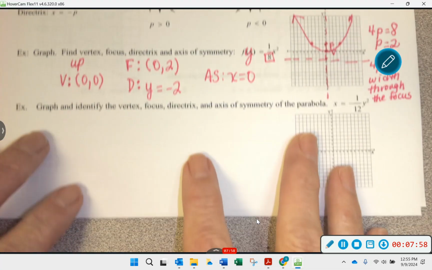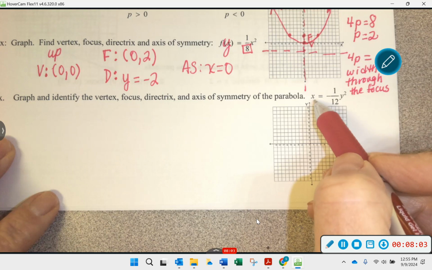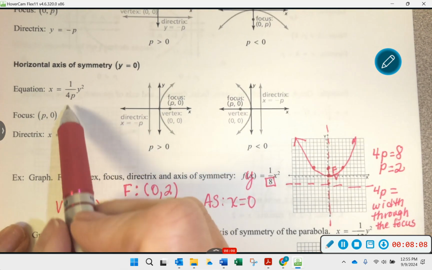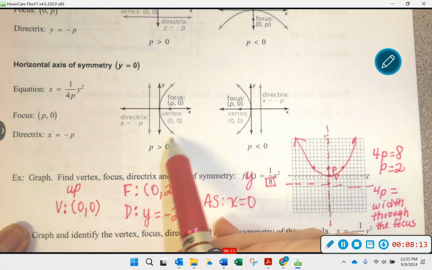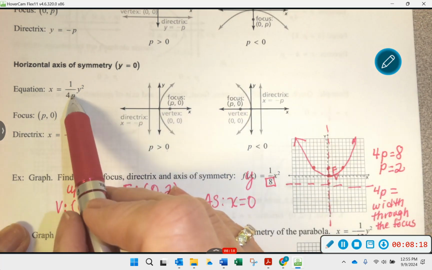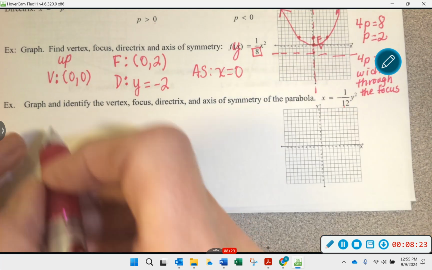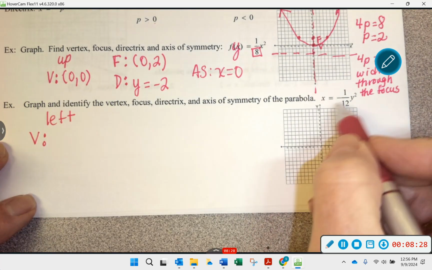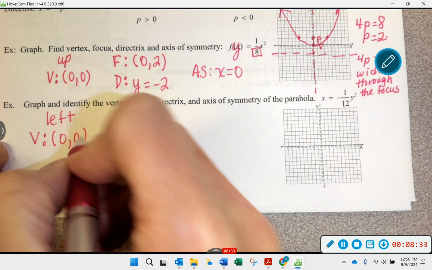Let's go back to our notes. All right, a little bit tougher. X equals -1/12 y squared. If I have an x equals y squared parabola, it opens right when this number's positive, and it opens left when that number's negative. So which way is this going to open? Left. What is the vertex? Do we have any shifting? No. So the vertex is going to be 0, 0.